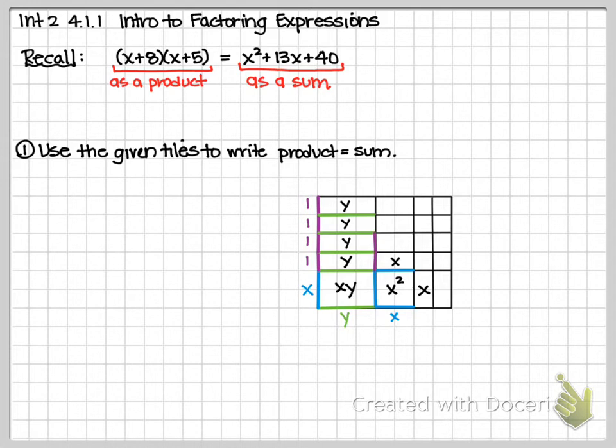So each of my purple lengths is 1. And dragging that x length up as well, I should be able to find the area of each one of these, which is going to be 1 times x, which is x. Okay, moving on now down to the bottom.